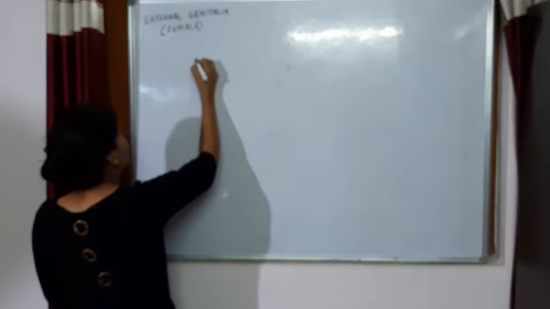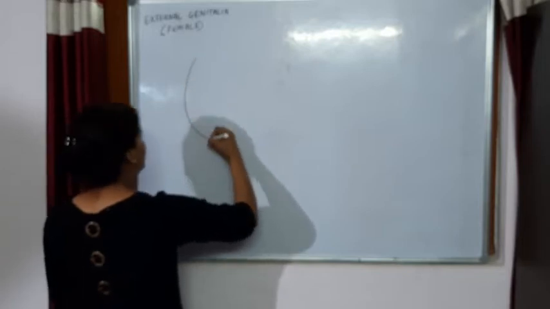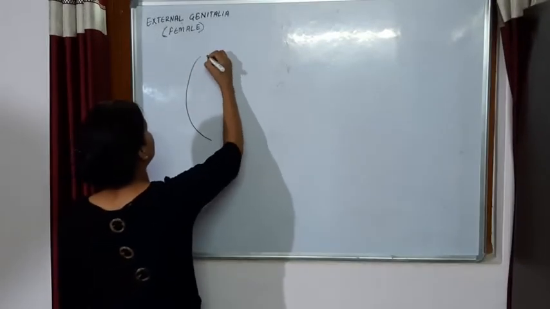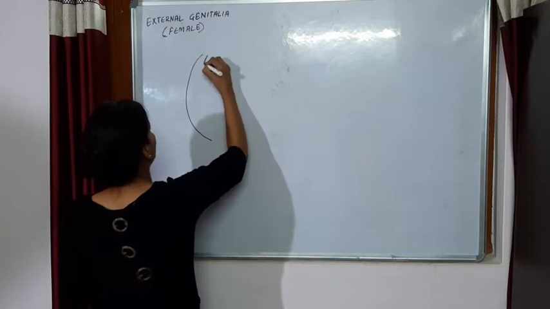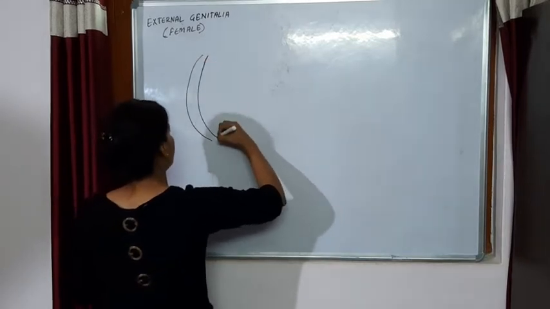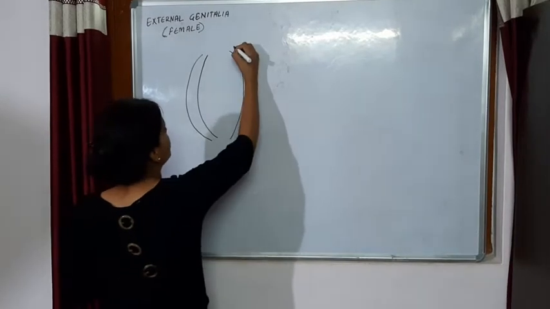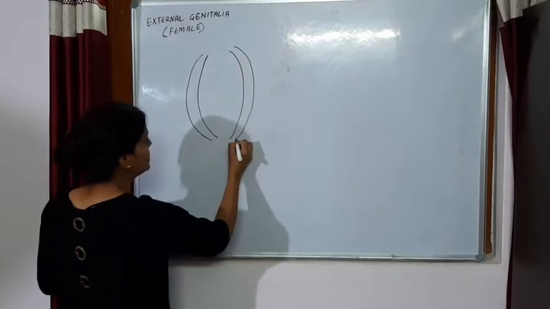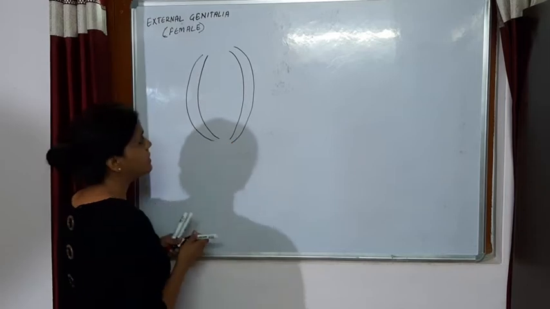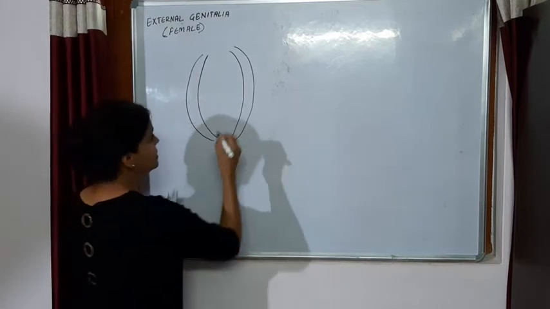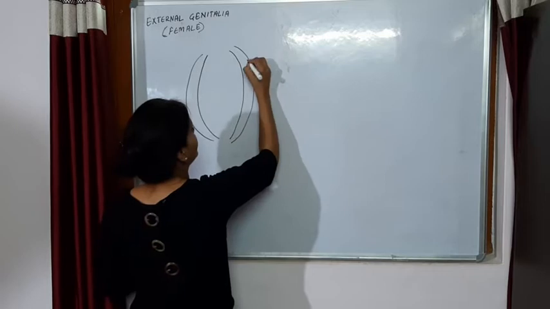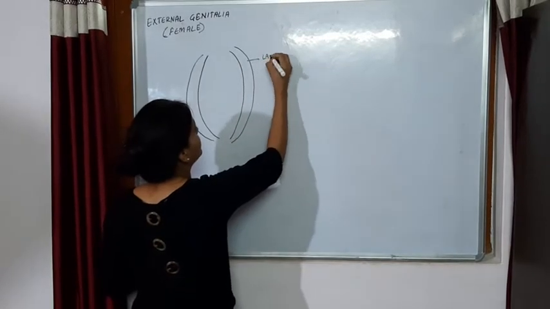It is having an outer folded structure, right? This outermost folded structure is called as labia majora.